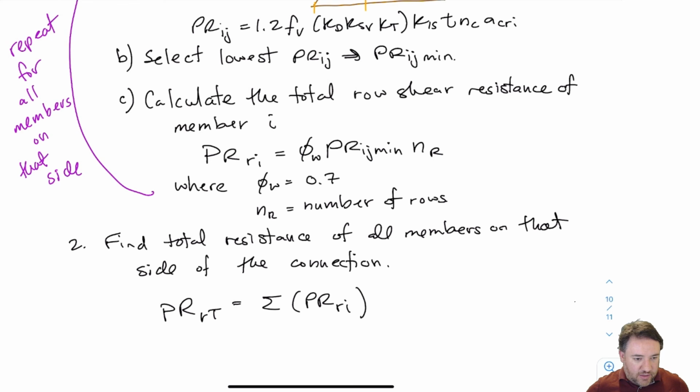Row shear is quite complicated, so I'm going to put a cut here, and in the next video we're going to continue with the non-ductile failure modes and talk about group tear-out failure.